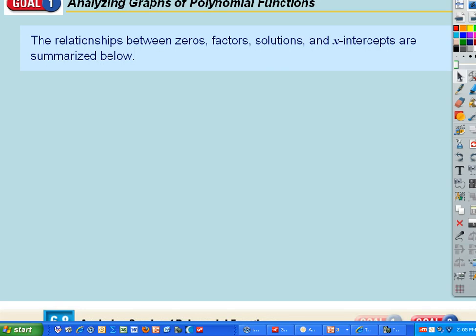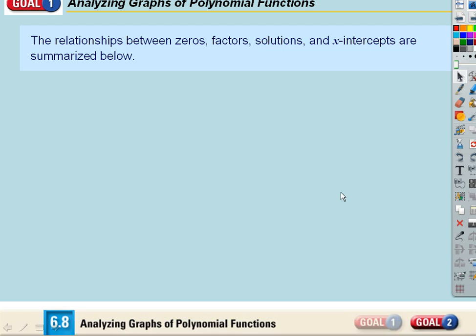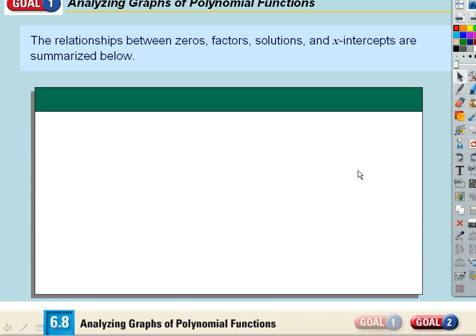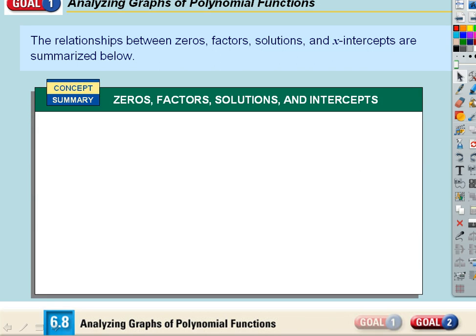The relationship between, we throw these words around a lot, but you've got to get it straight what they all mean. Zeros, factors, solutions, and x-intercepts. What are they? How are they related? They almost mean exactly the same thing. This table summarizes it. I think this shows up in the book in section 6A.